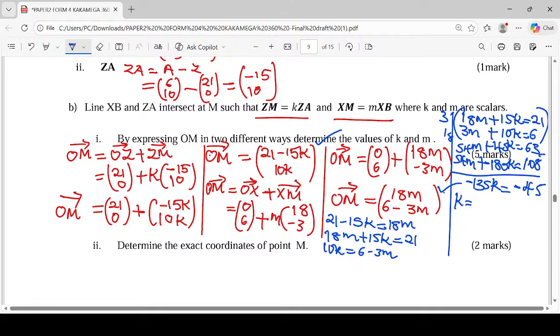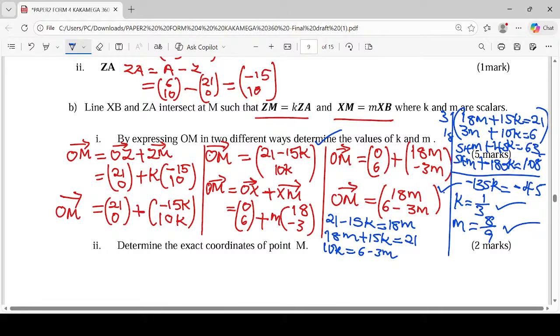That is 1 over 3. And when the value of k is 1 over 3, then the value of m will be obtained by simply substituting. To get m, first I'm going to take 1 over 3 times 10, then 6 minus that answer, then I divide both sides by 3. The value of m is 8 over 9. So that's how you get the 5 marks there. That's how simple you can get the 5 marks at that particular point.